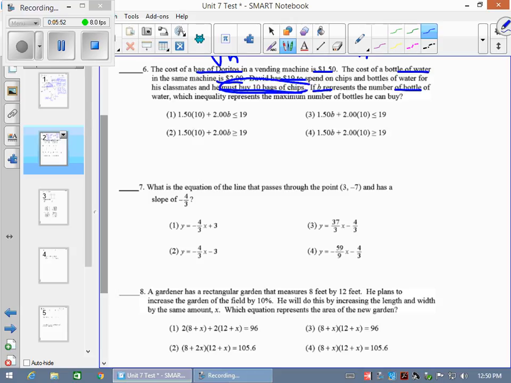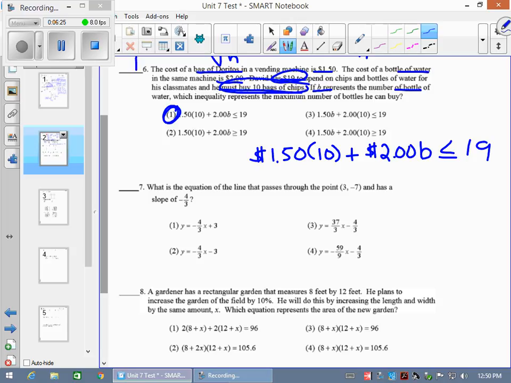Which inequality would represent the maximum number of bottles he can buy, knowing he has to buy 10 bags of chips? Okay, well, if he's buying chips that cost $1.50, and there's 10 that he has to buy, if he adds to that the $2 he has to spend on every water bottle, which they don't tell me how many, so I'm going to label that B, he only has $19 to spend. So he can spend a maximum of 19, meaning he'd be happy if he spent less, he'd be fine if he spent 19, but he can't spend more than 19. Now I just need to look for my choice. That matches up with choice 1.